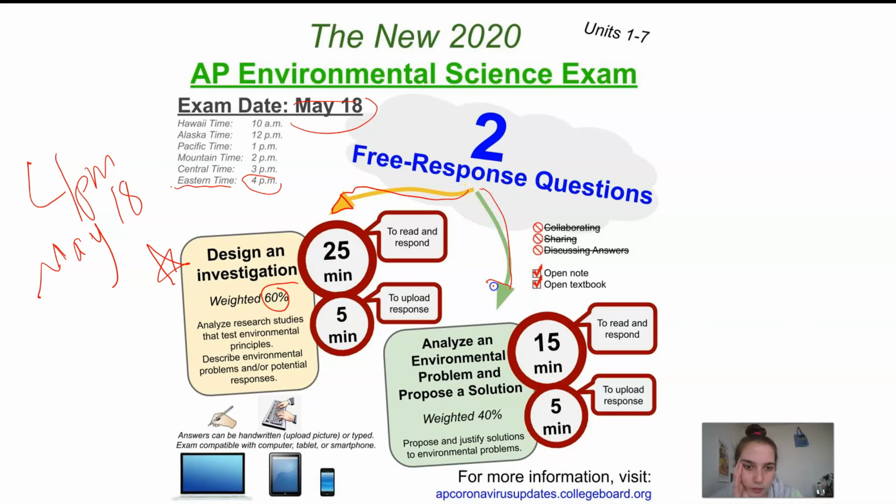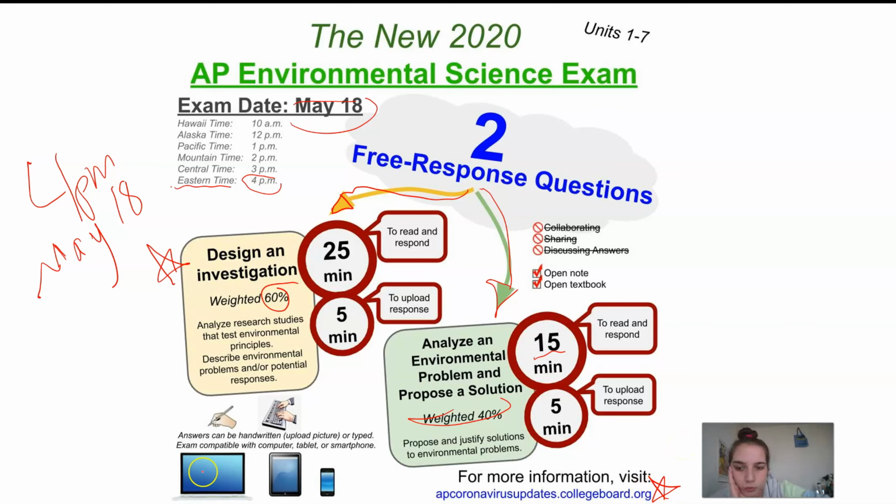The second FRQ is 40% of your grade, and it's more just the basic stuff that we've been working on, where you analyze a problem in the environment and then propose a solution, whether it's a government solution, a technological solution, or something like that. And you only get 15 minutes to respond to this one, and then 5 minutes to upload. Okay, if you want any more information, you can go to this site, but I'm also happy to answer questions.